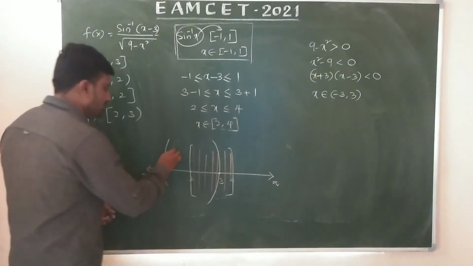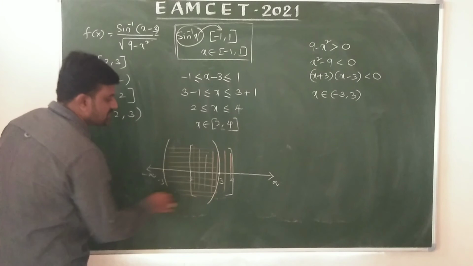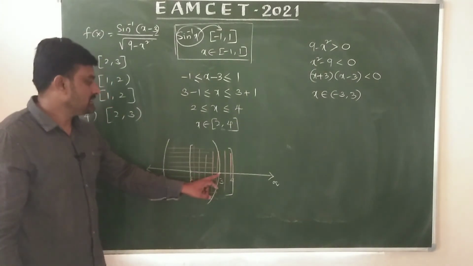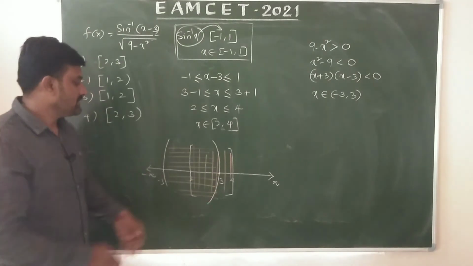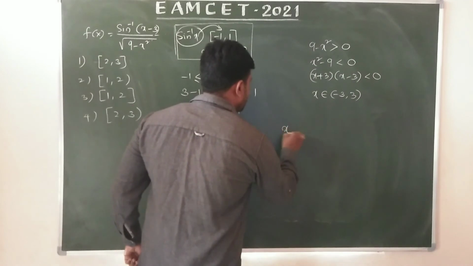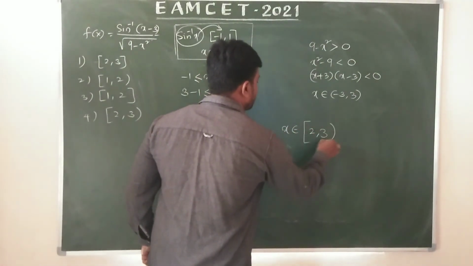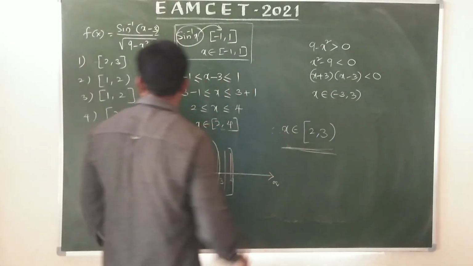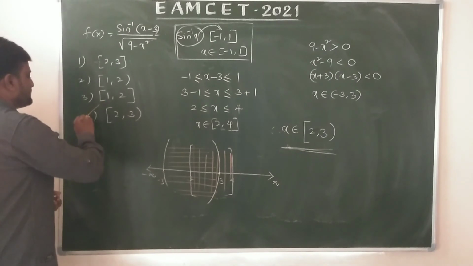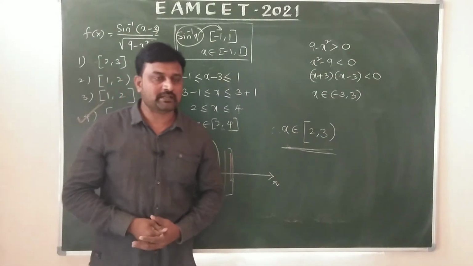Now let us clearly observe, the common solution is what? Closed interval 2 comma 3. The common solution is the closed interval 2 comma 3. So the fourth one is the solution. These are very important domains.